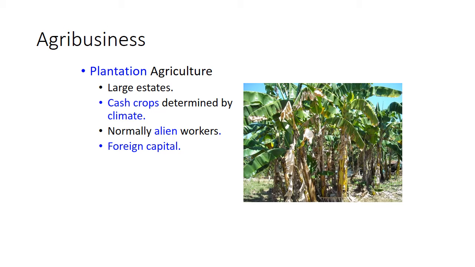Now, keep in mind, again, a lot of the monocultural crops too are also plantation agriculture, even still today. Generally, these have large estates. They are cash crops, which are, again, determined by climate. Normally, they have alien workers. In other words, foreigners are actually working the crops in a lot of cases. And again, that doesn't necessarily mean a foreign country. Think of, say, Guatemala. Guatemala might have a lot of Filipinos because Spain had actually occupied both areas. So in Guatemala, there may be a lot of Filipinos actually working on harvesting bananas in this case.